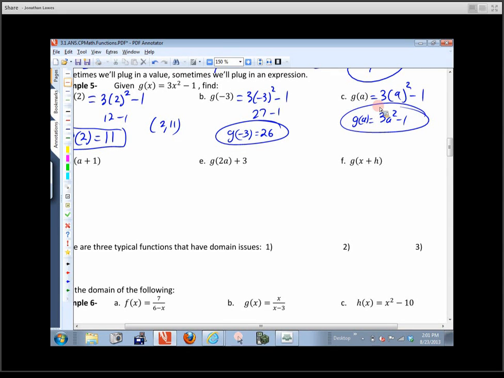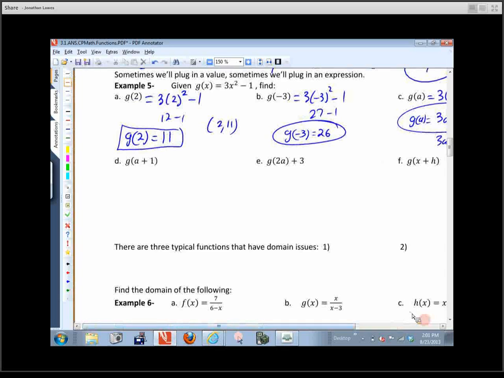Something that you need to get used to is the further you go in math, the less often you get an answer that's a number. It's weird that the answer is 3a squared minus 1, but it is. That's what you get when you plug in an a. It's an expression rather than a number. Our argument, what we were plugging in, was an expression, so we're going to get an expression out.